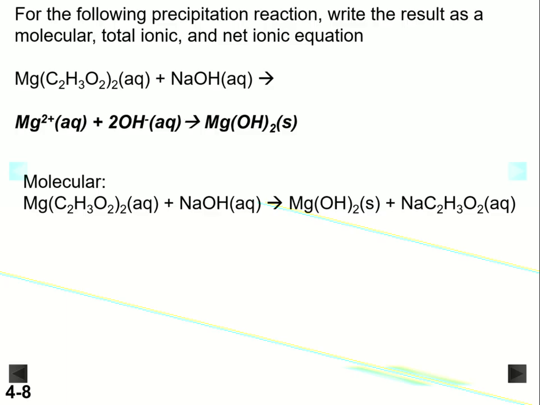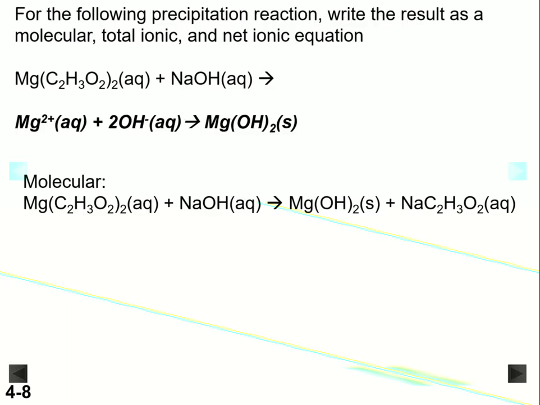In the molecular form, we have to write out every chemical species in a combined form. Magnesium acetate is a soluble salt, plus sodium hydroxide is a soluble salt, gives magnesium hydroxide as a precipitate, plus sodium acetate. Now note, we've not balanced the reaction. We could put a 2 in front of the sodium hydroxide and a 2 in front of the sodium acetate, and then it would be balanced.